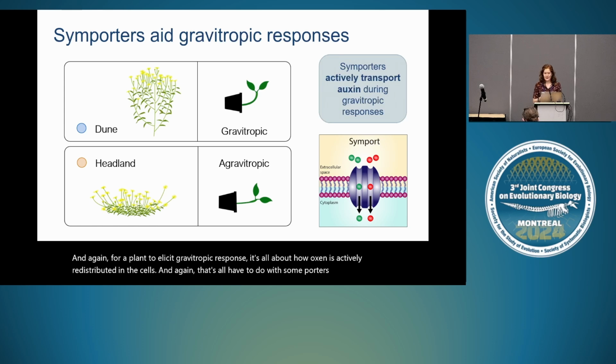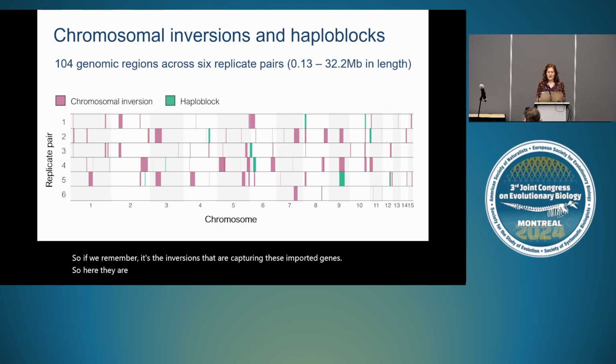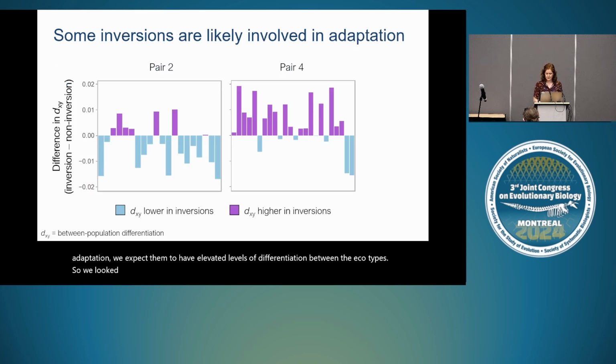So here we're uncovering how these molecular mechanisms not only relate to a key selective agent in the system, but a key adaptive trait which is associated with the overall phenotypic differences between the ecotypes, which is super cool. So if we remember, it's the inversions that are capturing these symporter genes. So here they are again. If these inversions and haploblocks are truly involved in adaptation, we expect them to have elevated levels of differentiation between the ecotypes. So we looked for this. So I'll step you through this graph.